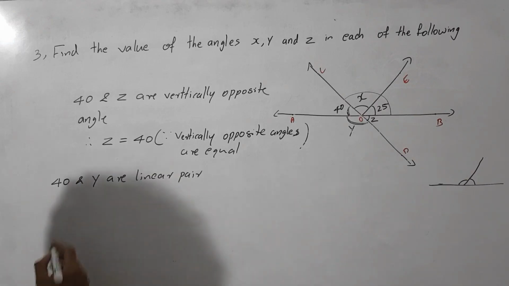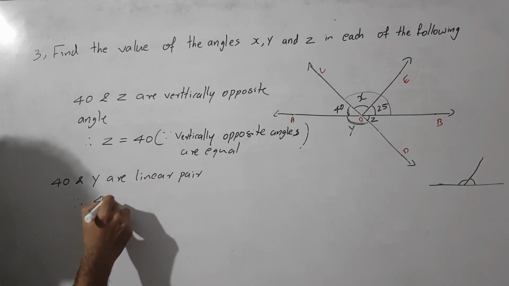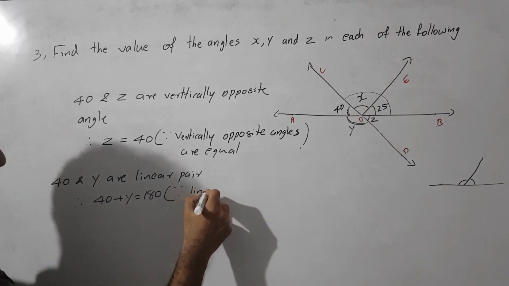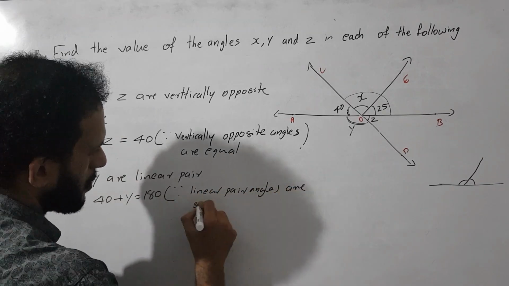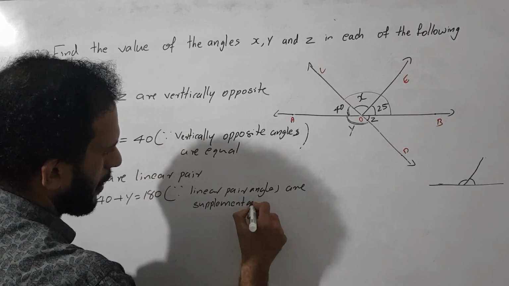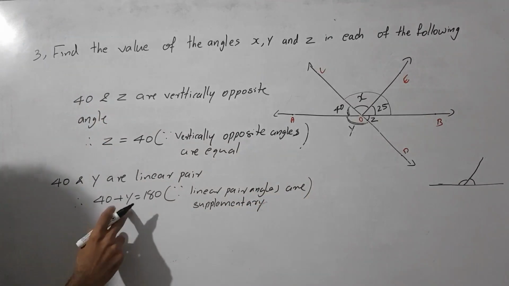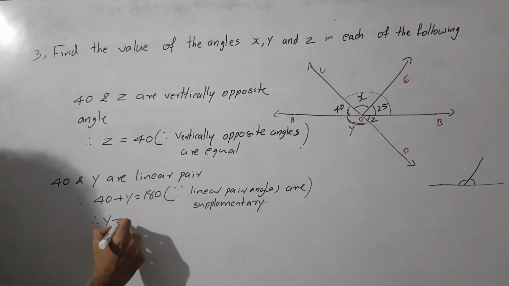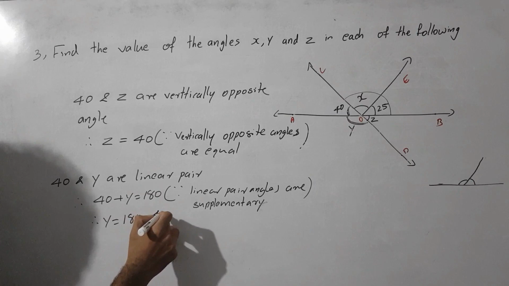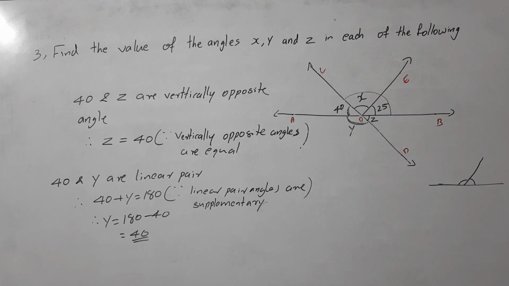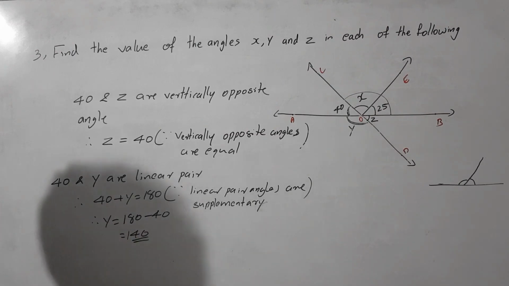What is the property of linear pair? Therefore 40 plus Y is equal to 180. What is the reason? Since linear pair angles are supplementary. So 40 plus Y is equal to 180. Therefore Y is equal to, we transpose 40 to the side of 180, then we get 180 minus 40 equal to 140. Okay, then we got the value of Y. What is the value of Y? Y is equal to 140.